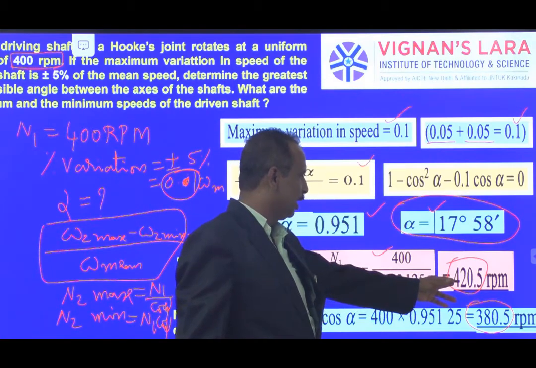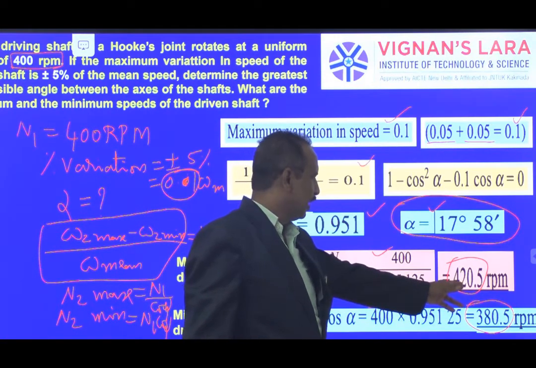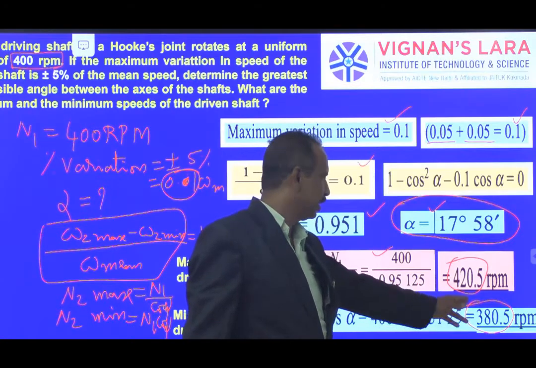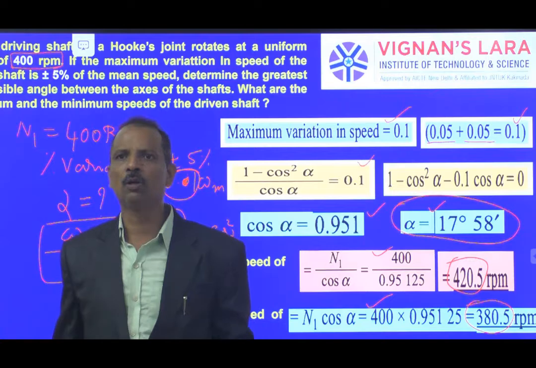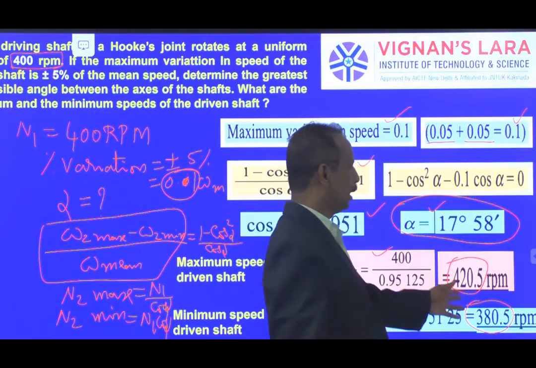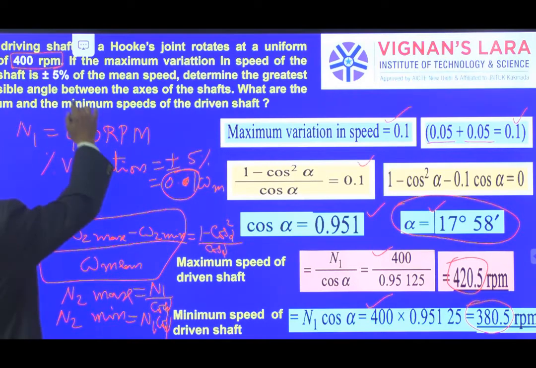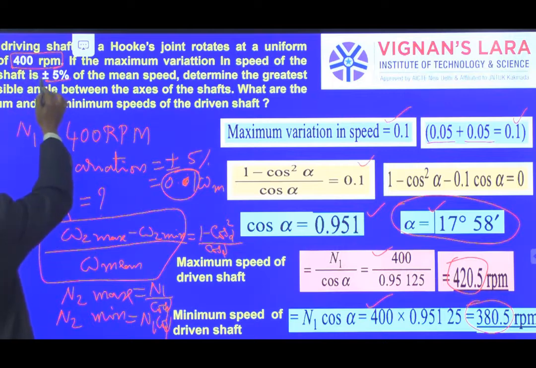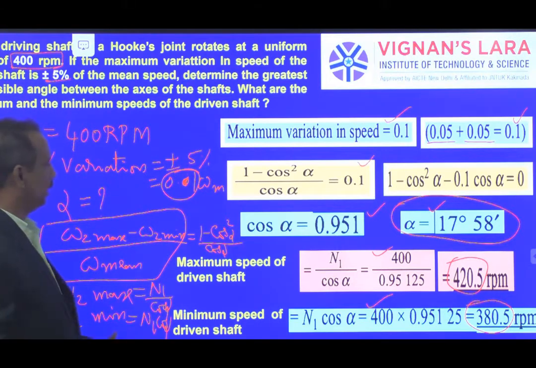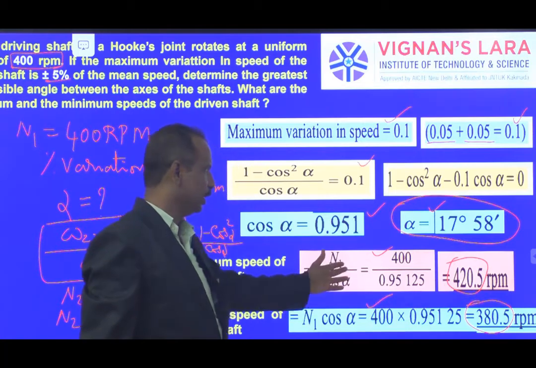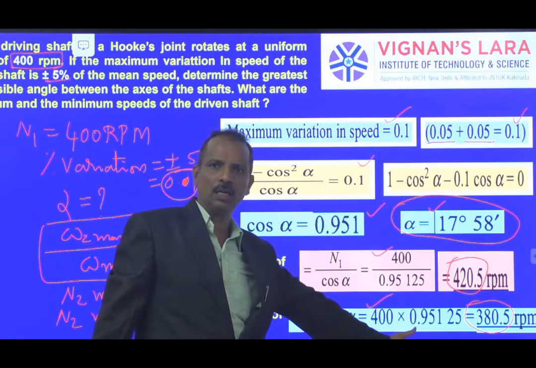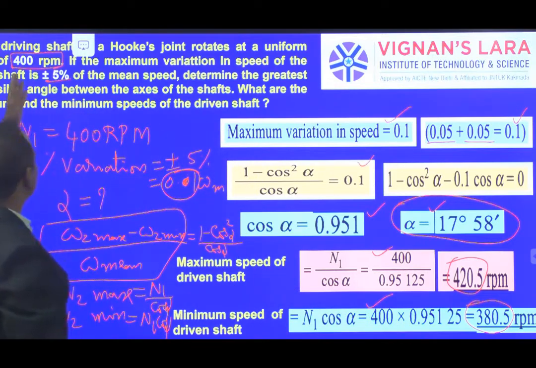That 400 RPM is added with 5% on the positive side and 5% on the negative side. What is 5% of 400? 20. That is 420 and 380. In the other way also, we can directly express 5% positive side and 5% negative side of the mean speed. That is 420, 380, isn't it? Even with these equations you can tell the answer, or with your simple general knowledge, by looking at these numbers you can expect what you are going to get. That is 420 and 380.